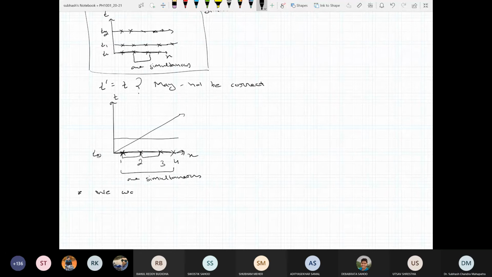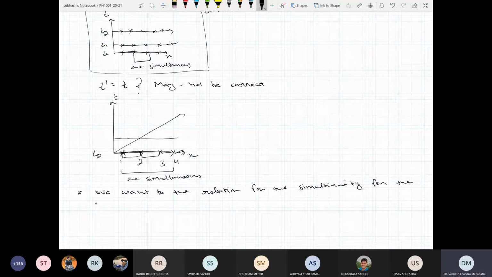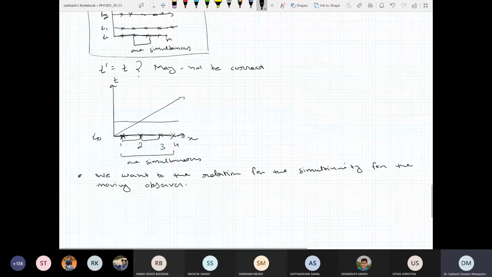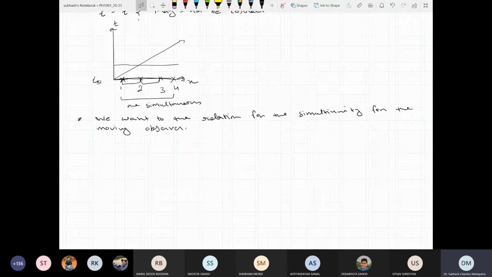So we want to find the relation for the simultaneity for the moving observer. I don't know what that observer is. I don't know how we will find it, but I want to find it. How will we find it? We will find it using the two postulates that Einstein suggested.